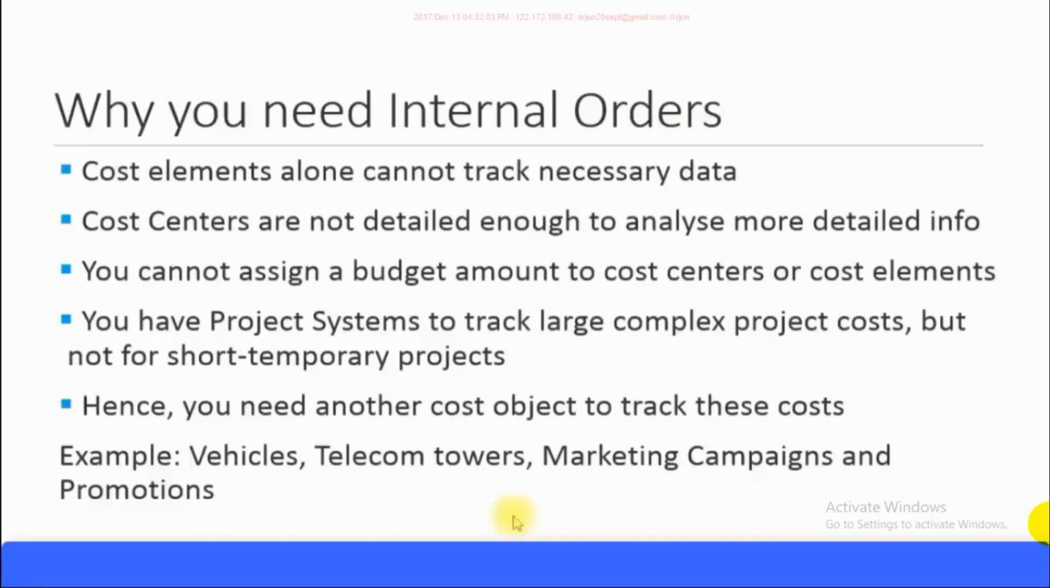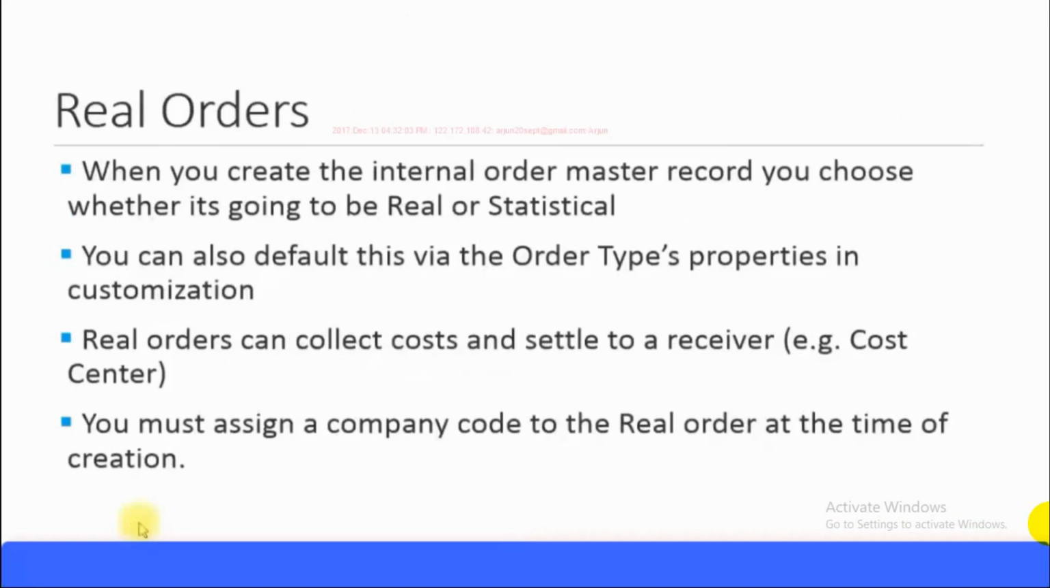We briefly discussed this in cost center accounting. One is real orders, two is statistical orders. Let's look at real orders first. When you create the actual internal order master data, you can specify whether it's going to be real or statistical. You also have the option at the customizing stage, that is at the creating the order type stage, to also default whether it's going to be real or statistical.